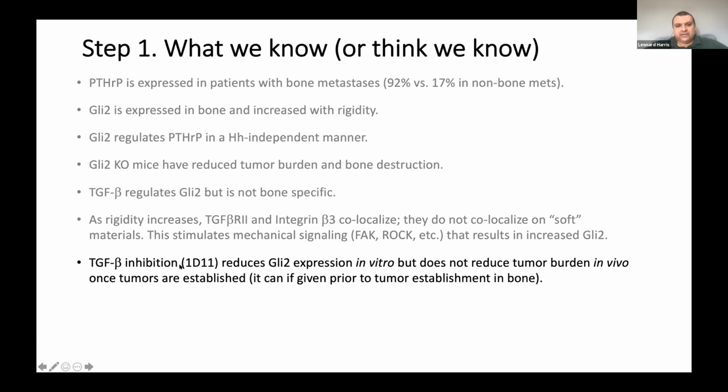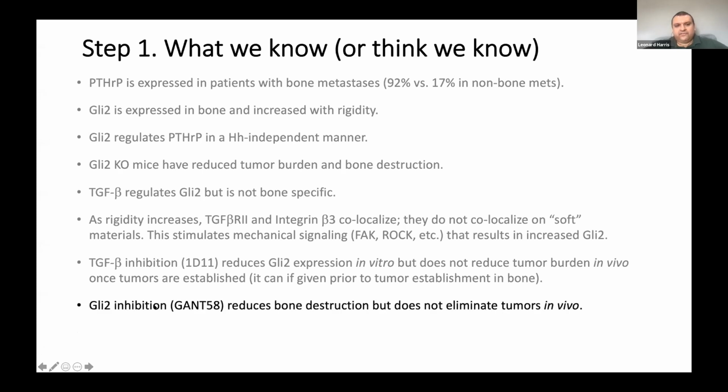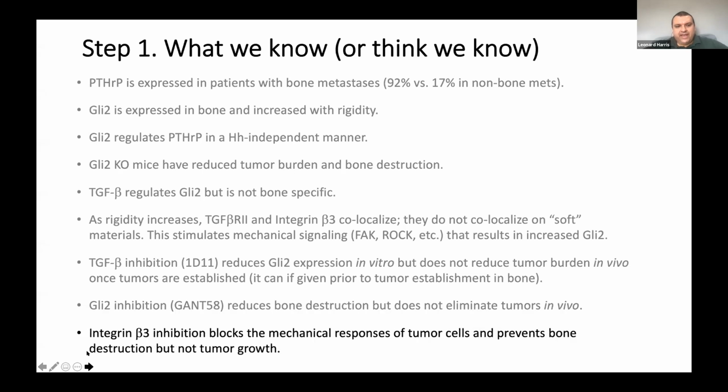And then they've done a number of different intervention studies. For example, they have a TGF inhibitor called 1D11 that is known to reduce GLI2 expression in vivo. However, interestingly, it does not reduce tumor burden in vivo once the tumors are established, although it can if it's given prior to tumor establishment. So we still do not understand why this is the case. They also have another drug, GANT58, which is a GLI2 inhibitor, which reduces bone destruction, but does not eliminate tumors in vivo. And they can inhibit integrin beta-3, which blocks mechanical responses of tumors and prevents bone destruction, but not tumor growth.